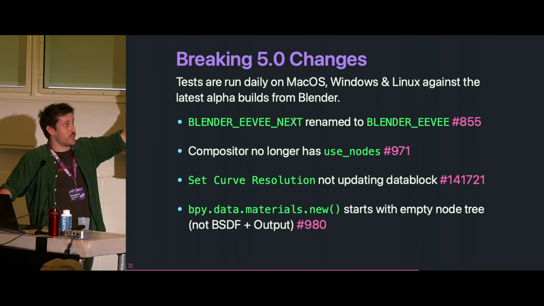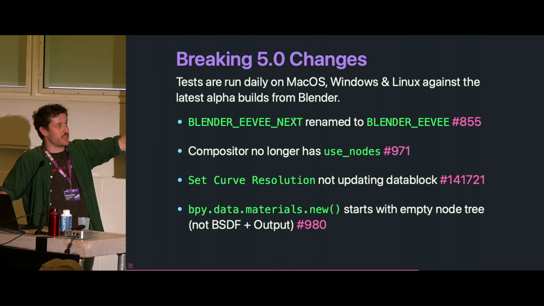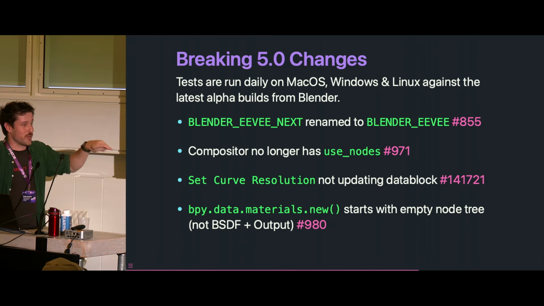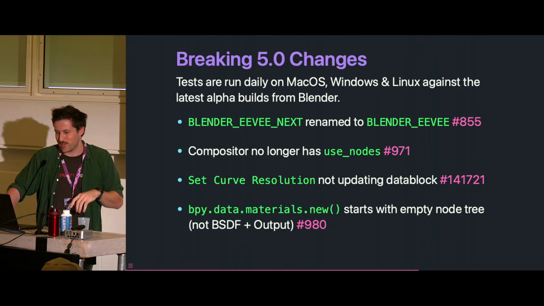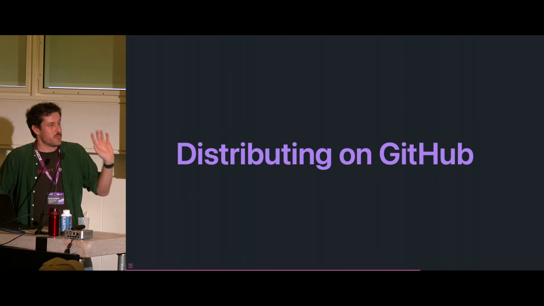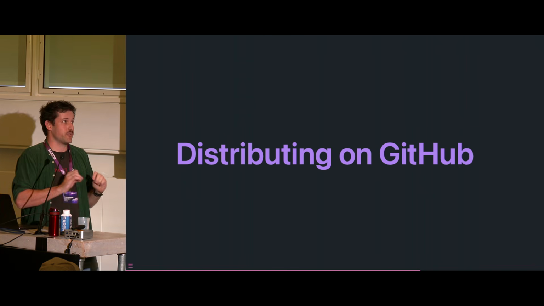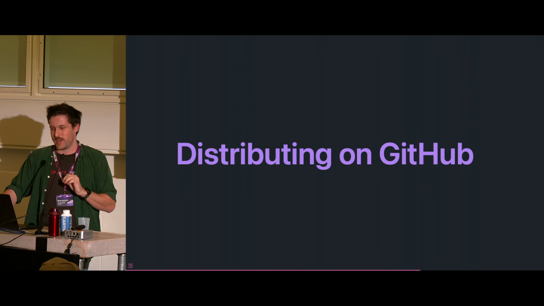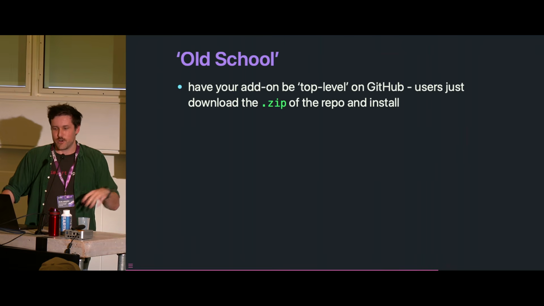And so those are just the highlights from the past couple of weeks of things that I didn't directly cause in terms of bugs, which obviously I've done plenty of that myself. But that's just 5.0 breaking changes. But I think something that a lot of people are really interested in is about distributing on GitHub, and this is something I've been trying to tell people about for the past few days.